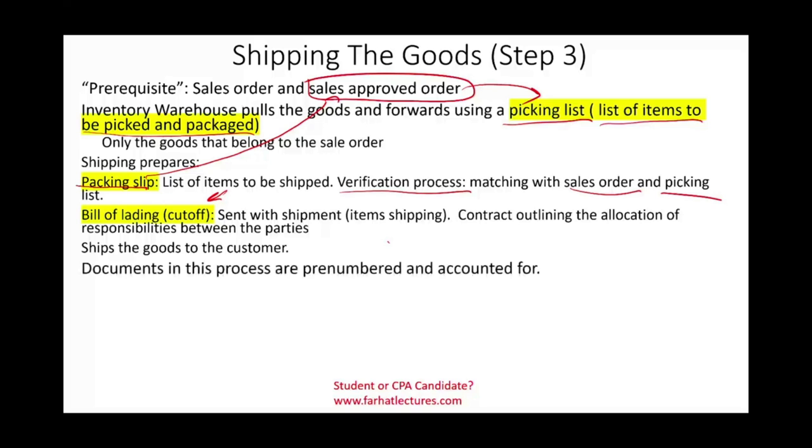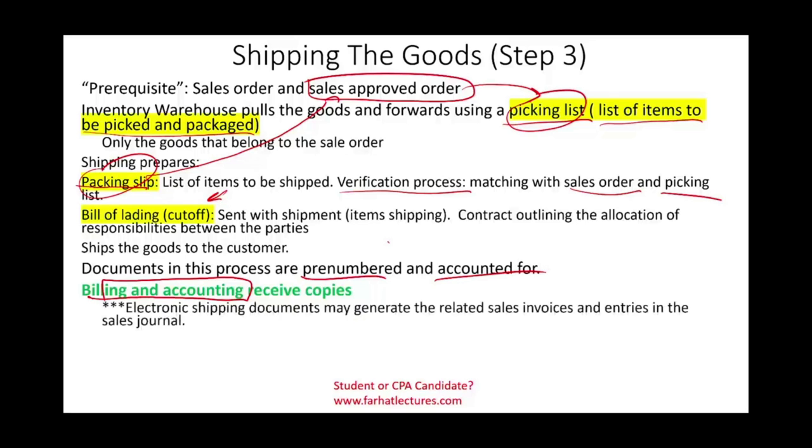Okay, documents in this process are also pre-numbered and accounted for. I know I don't have to tell you this, but I'm going to keep saying this. It's important. Now, also billing and accounting would receive copies of the shipping documents, which are the picking list, packing list, and a copy of the bill of lading showing that we indeed shipped the product. Now, sometimes this whole process is automated. An electronic shipping document may generate the related sales invoice and entries in the sales journal. So this whole process in some companies could be automated.